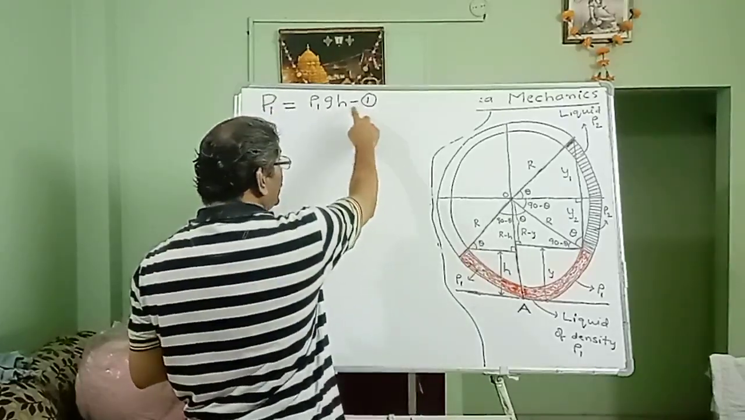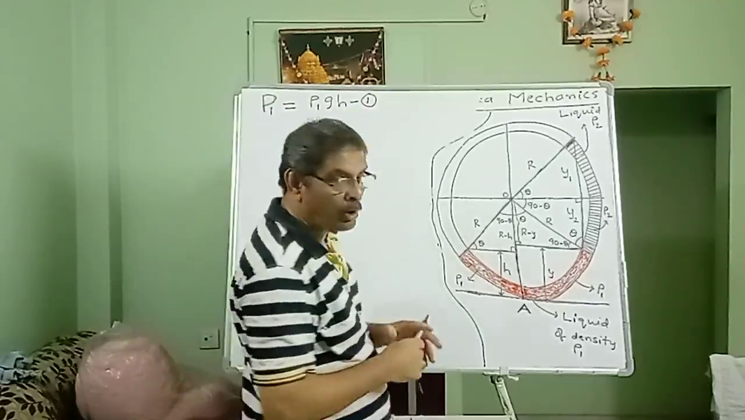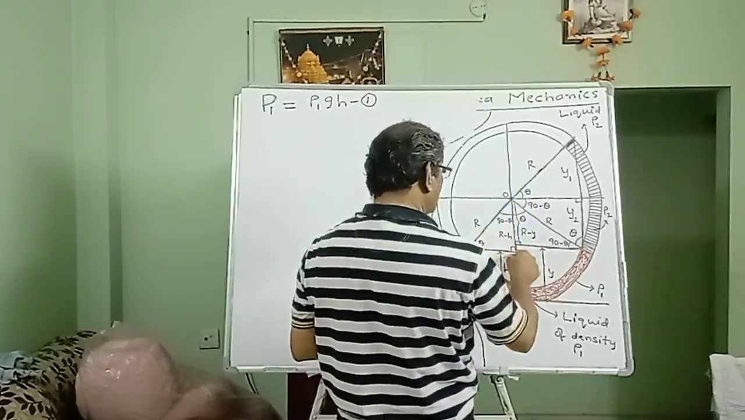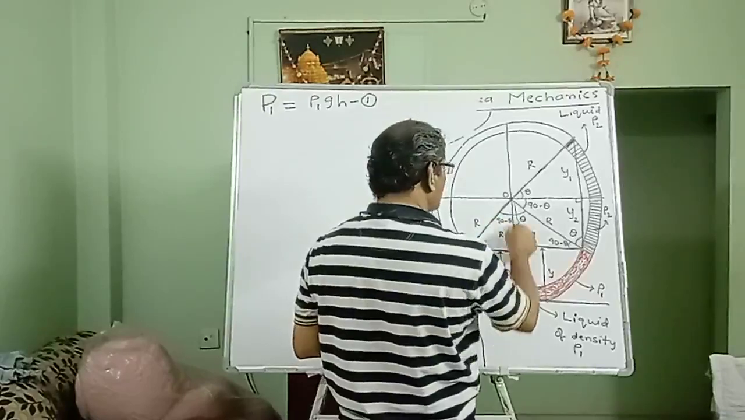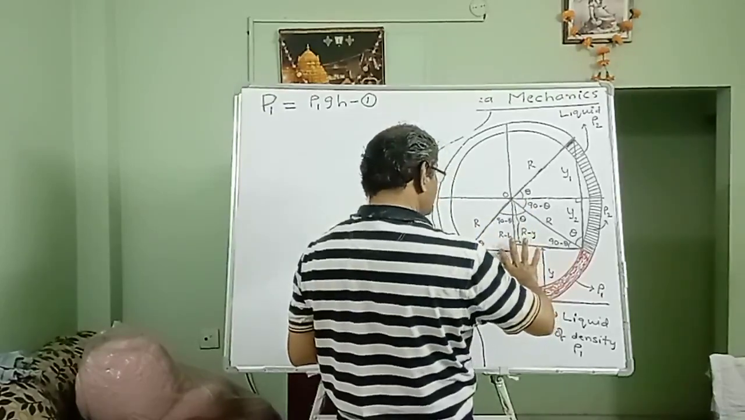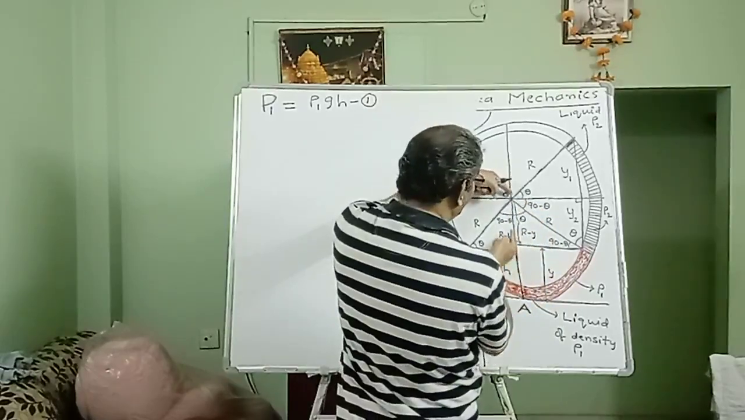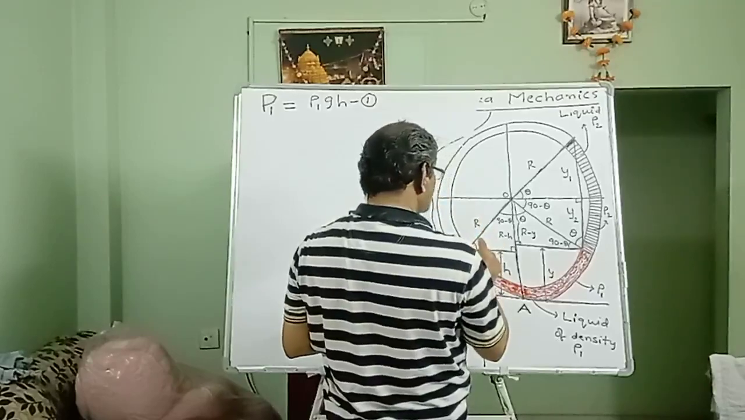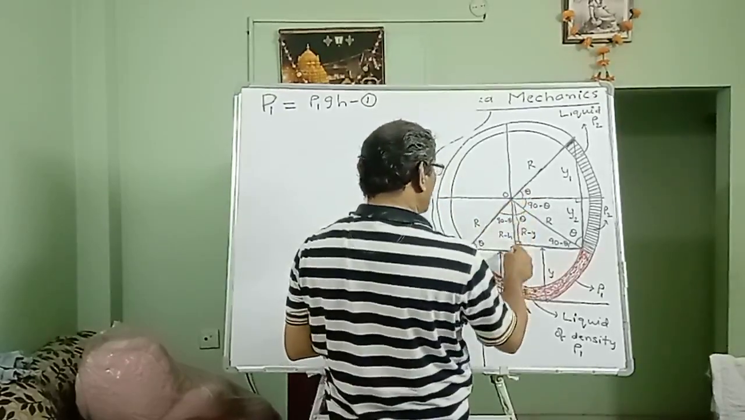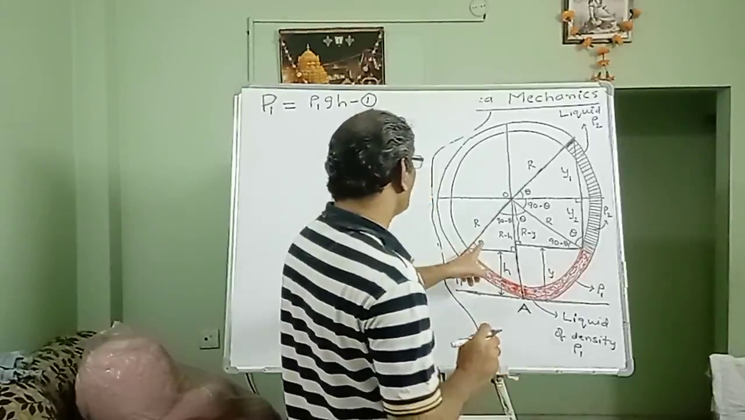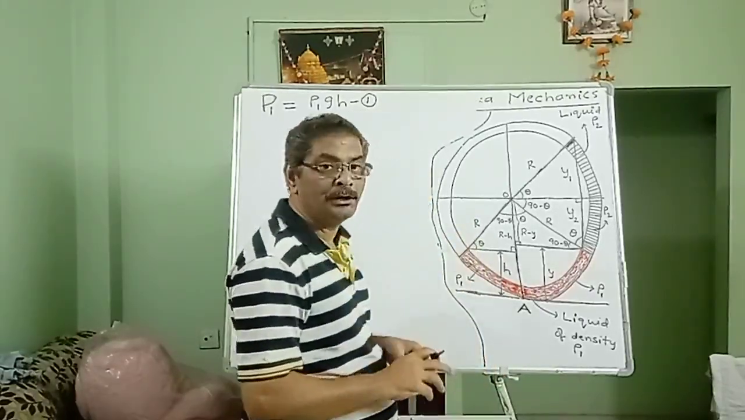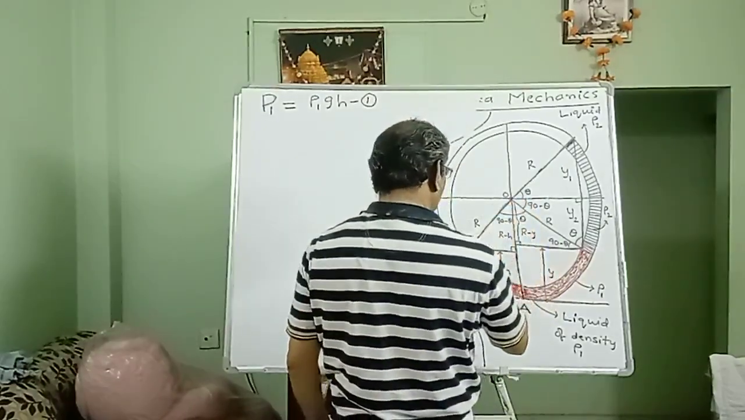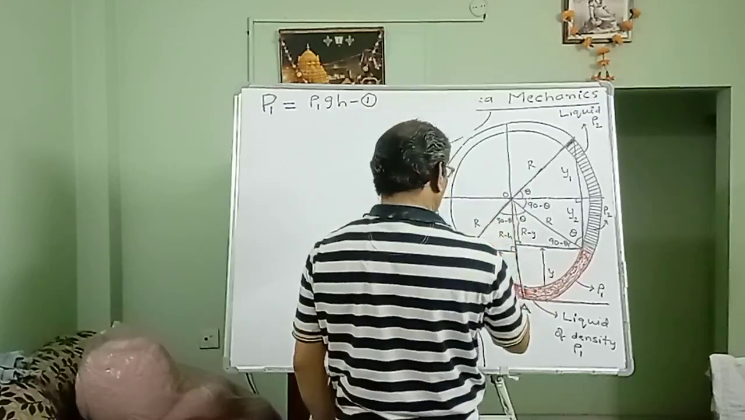In order to find the value of h, I will consider this right angle triangle. In this right angle triangle, if this is h, then the remaining height will be r minus h, and this will be r. From this right angle triangle, you find the value of sine theta. Remember, I am taking the right angle triangle.